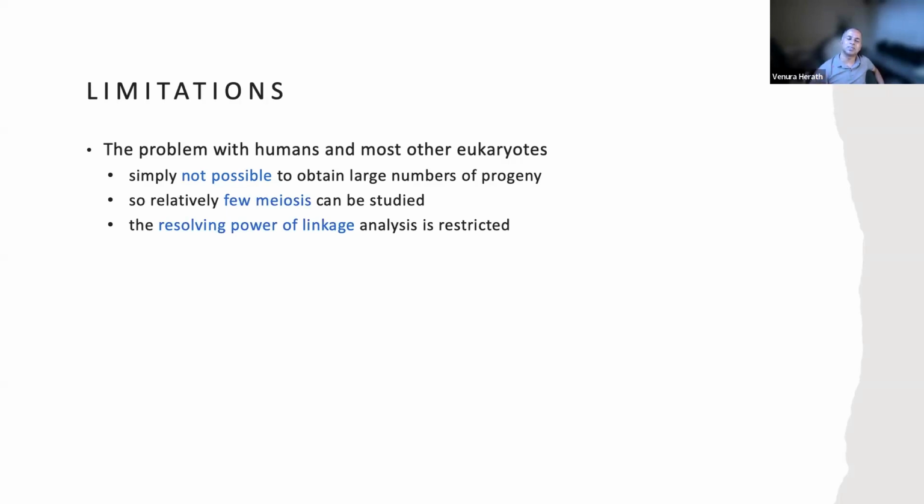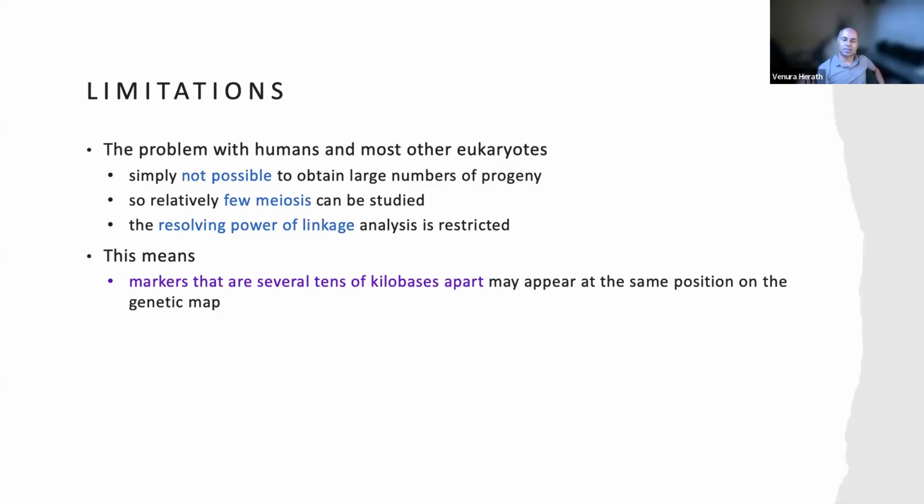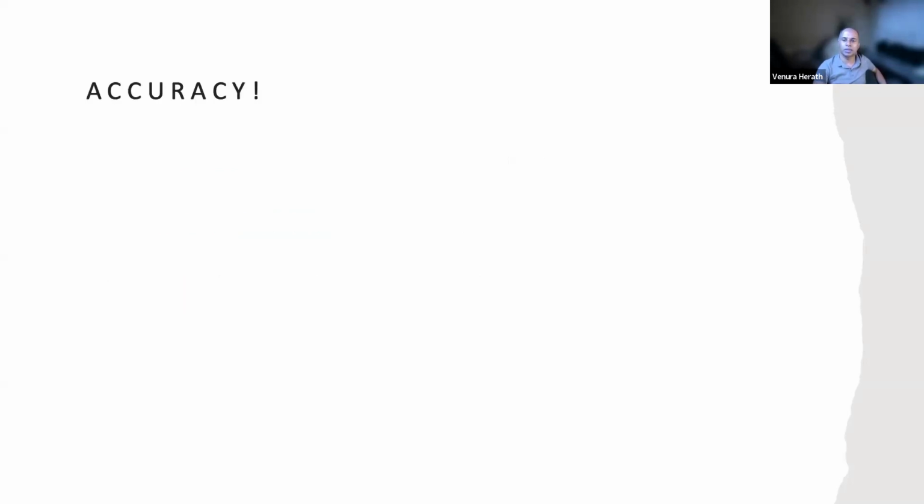So therefore, the resolving power of our linkage analysis is very restricted. So what does this mean in simple terms? It means whatever markers we are getting are several tens of kilobases apart. And when you look at your map, you see they are located in the same portion of your genetic map. So that will reduce the accuracy.